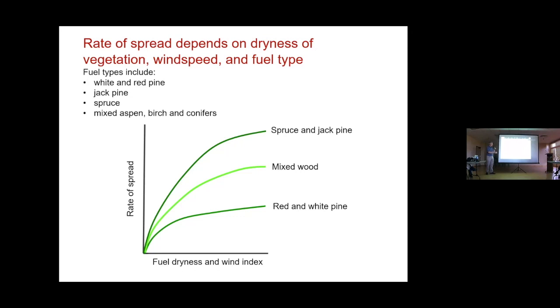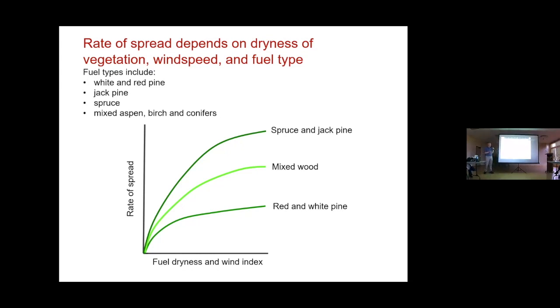Mixed wood is aspen and birch mixed with spruce and fir. We have a lot of that around here. That's kind of intermediate, and then spruce and jack pine are the fastest. So for a given index of fire weather, it would go slowest in red and white pine, medium in mixed wood, and fastest in a high density spruce or jack pine stand.